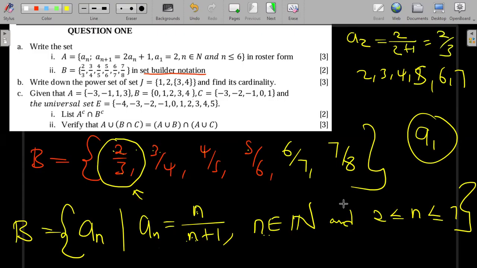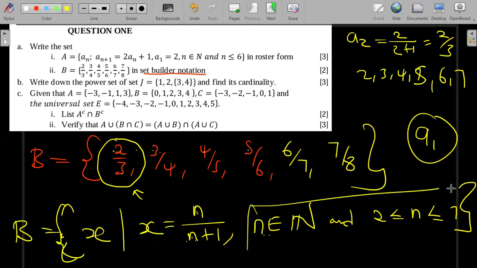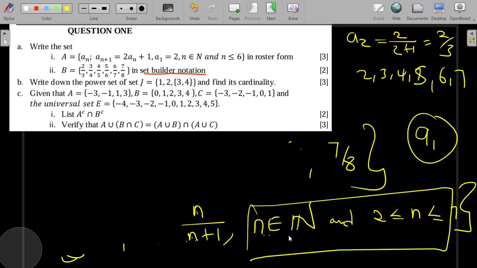So this here describes the sets that we have there perfectly in a set builder notation. Okay, so some people may not write the AN here. Instead they can just put X. So they'll say set B is a set of all X's such that this X is equal to this. This is still true and it's still correct. So if you want, you can use X there, or you can use the AN. There's no problem, as long as you show the restrictions there. Right, so we are done with question A.